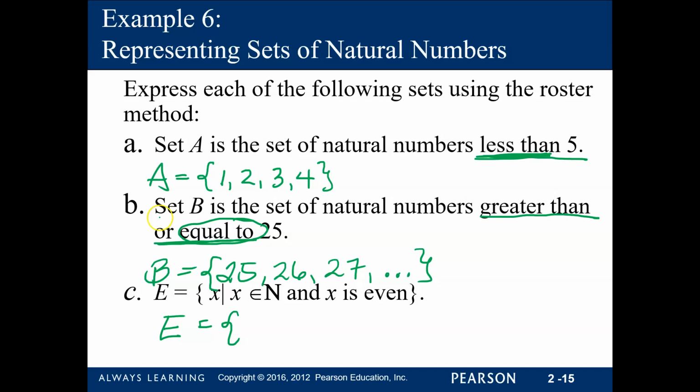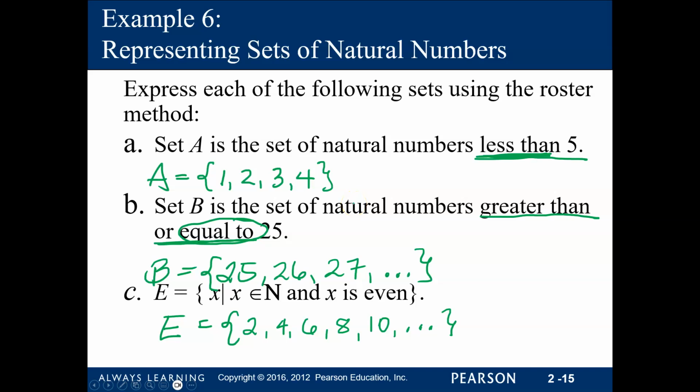So we're talking about natural numbers. Do we include 0 in this list? No. Okay? 0, we do not count including 0. So the first even number to be listed down will be 2, followed by 4, 6, 8, 10, and you know the pattern, so we can use our ellipsis once again.